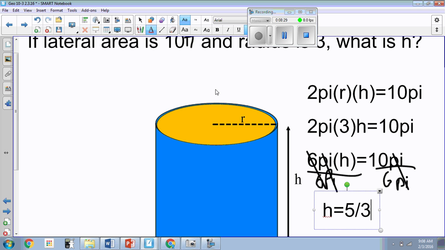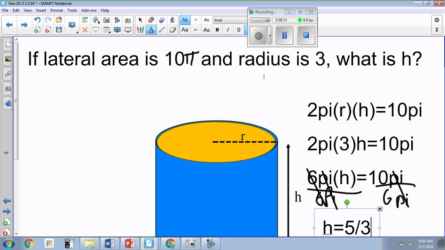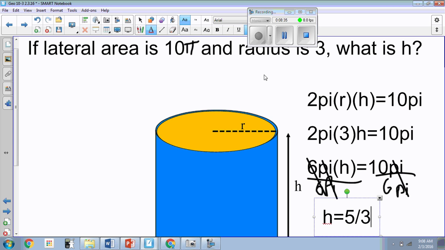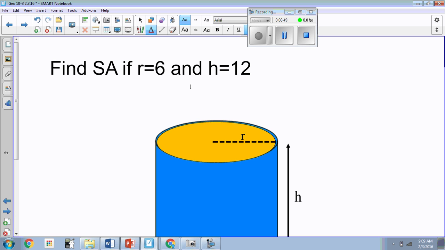So if the lateral area was 10 pi and you happen to know the radius was 3, you know that your height must have been 5/3. So this is the thing you might have to do with these formulas, is fill in all the pieces but one and then go solve for it. So you have to use a little bit of algebra skill here. Nothing crazy difficult, but just be familiar with the formulas and willing to play around with them a little bit.